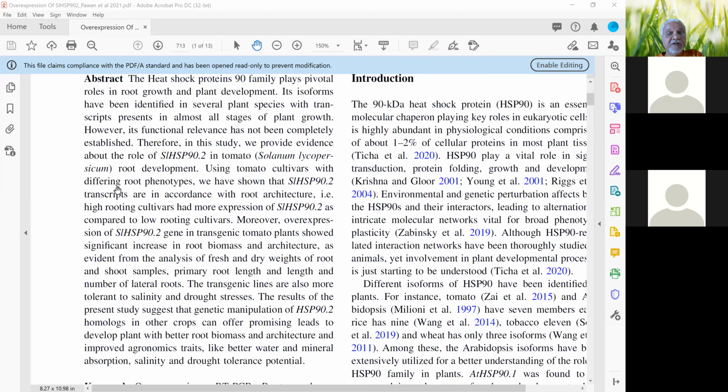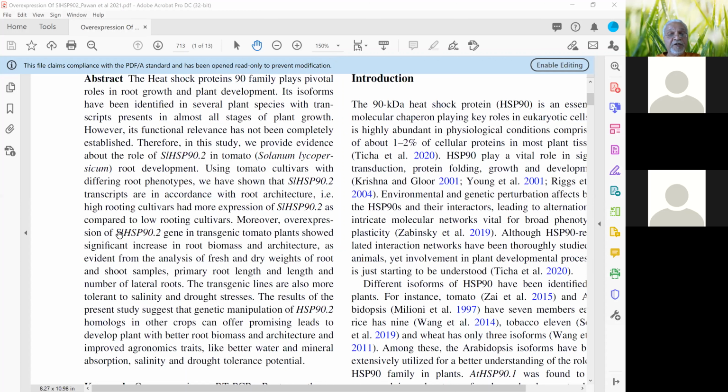Using tomato cultivars with differing root phenotypes, we have shown that this gene, or SlHSP90.2 transcripts, are in accordance with root architecture. That's the point I was trying to make. Means if you have a cultivar which has more root biomass, it will have more expression of this gene. Okay. We have shown that these transcripts are in accordance with the root architecture. That is, high rooting cultivars had more expression of this gene as compared to low rooting cultivars.